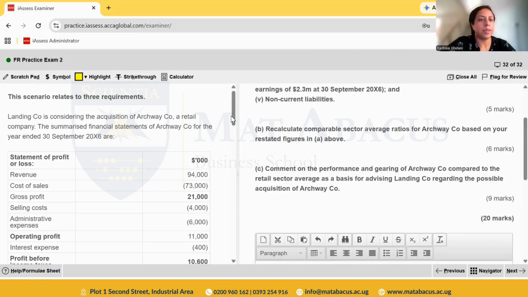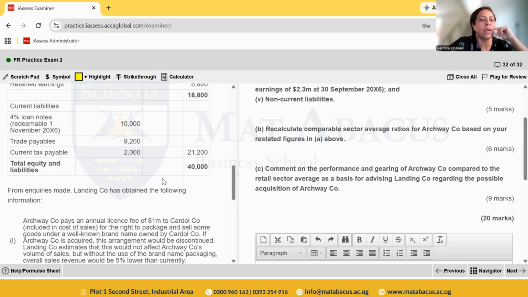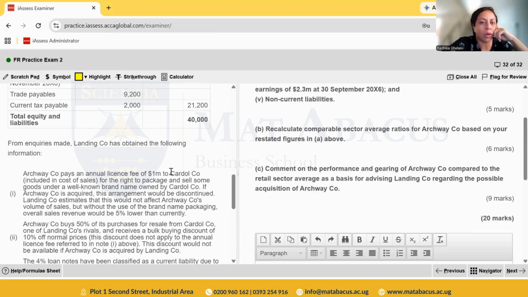Okay, so Landing Company is considering the acquisition of Archway Company, a retail company. The summarized financial statements of Archway Company for the year ended 30th September 2016 are given to us. They've given us the SOPL and they've given us the SOFP. From inquiries made, Landing Company has obtained the following information. Archway Company pays an annual license fee of 1 million to Cardol Company, which is included in the cost of sales, for the right to package and sell some of the goods under a well-known brand owned by Cardol Company. If Archway Company is acquired, this arrangement would be discontinued.